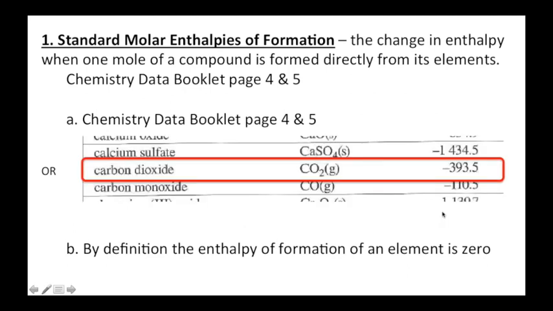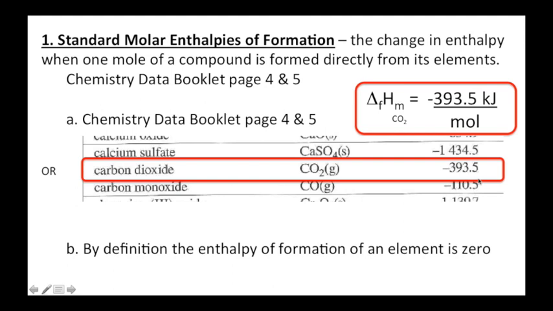Well, let's look at another one. Carbon dioxide, CO2, negative 393.5. Here's what that means. That means negative 393.5 kilojoules per mole are released, or are exothermically given off, negative, when this happens. Because this means formation, formed from its elements. When CO2 is made from C and O2, it gives off 393.5 kilojoules. Okay, that's what molar enthalpies of formation are.